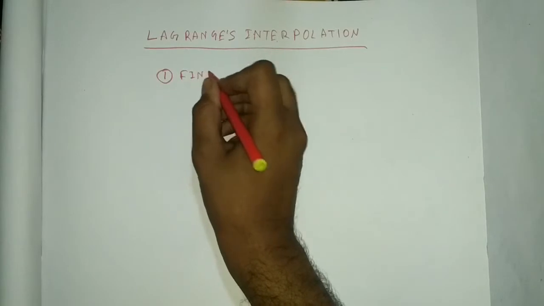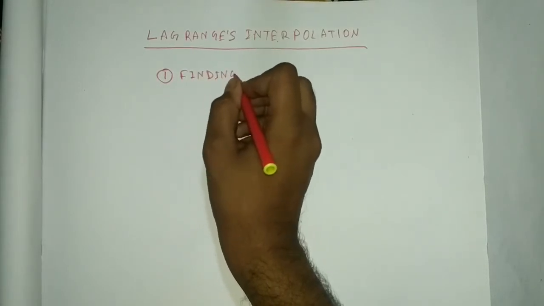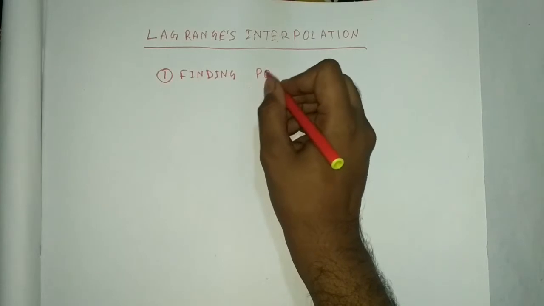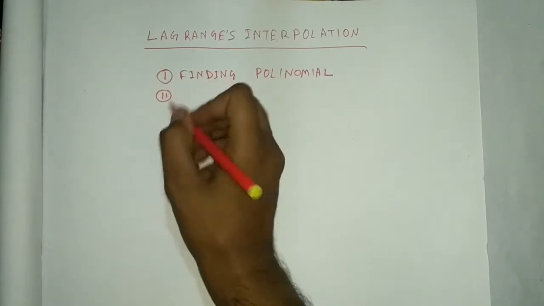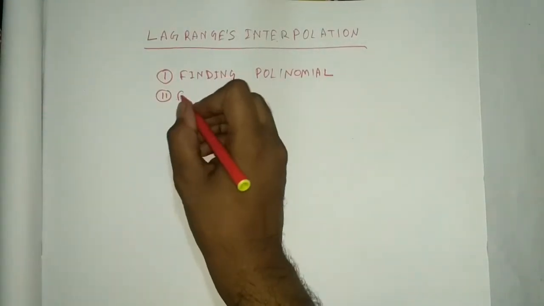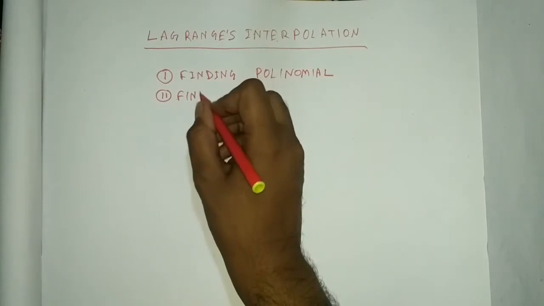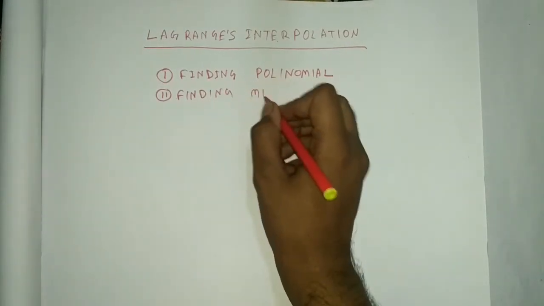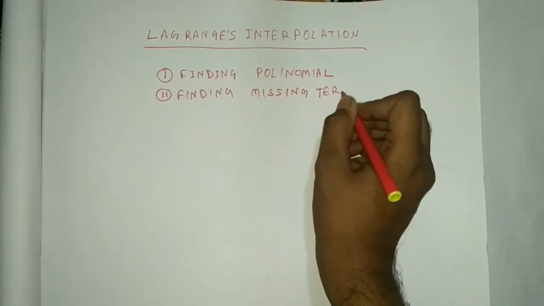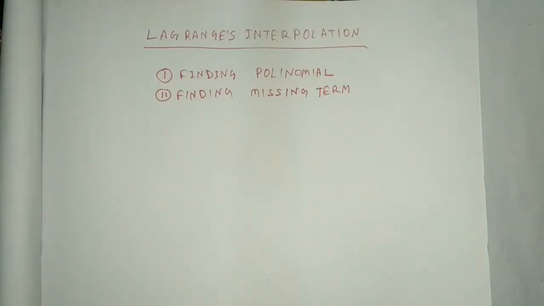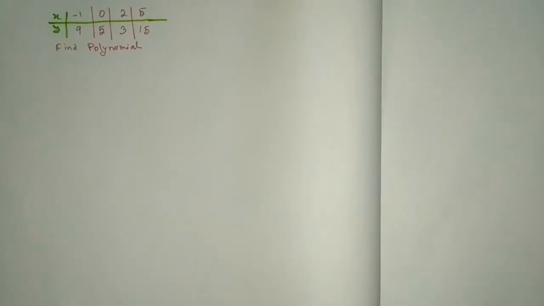The first kind is the finding polynomial problem. Here we will have some data, some x and corresponding y, and we need to find the polynomial from that data. And the second kind of problem is the finding missing term problem. Here we need to find some f of x value where x is given. So this is the given problem. Here are some given x and y values, and we need to find the polynomial out of it.